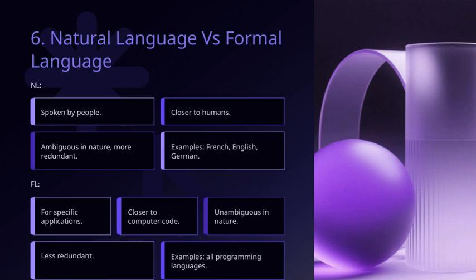That's why understanding the differences between natural language and formal language is crucial in areas like natural language processing, as it helps us bridge the gap between human communication and machine understanding.